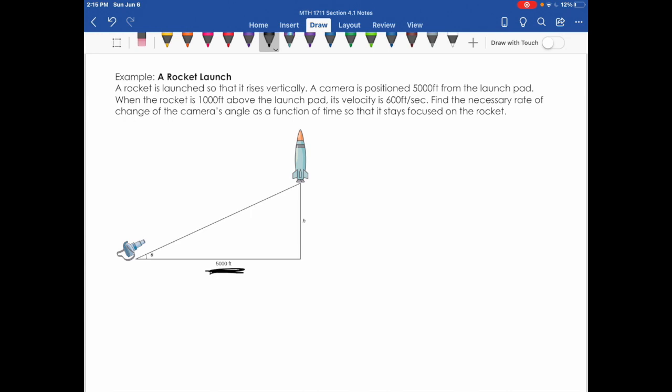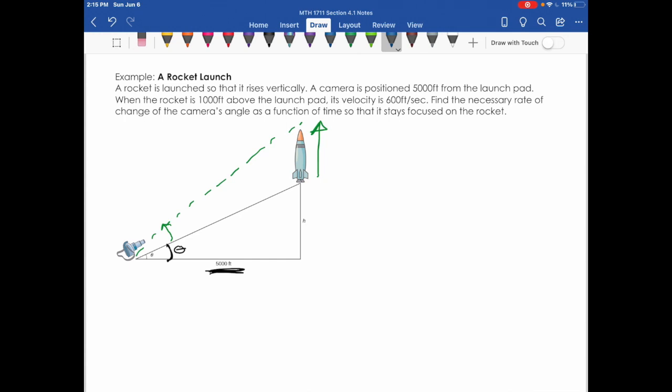Find the necessary rate of change of the camera's angle as a function of time so that the camera can stay focused on the rocket. So we want to find the rate of change of this angle, because as this rocket goes up, this angle is going to have to open up so it can keep track of how that rocket is going up and be able to get video of that. So we're trying to find the rate of change of that angle.